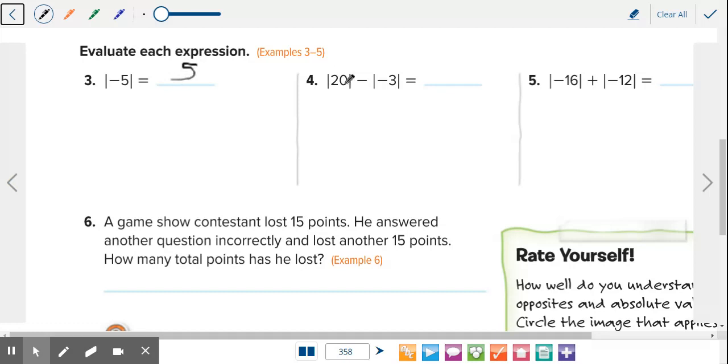Okay, over here. Now, we have to do the absolute value first. So, what's the absolute value of 20? 20. Minus, now what's the absolute value of negative 3? 3. So, what's 20 minus 3? 17.